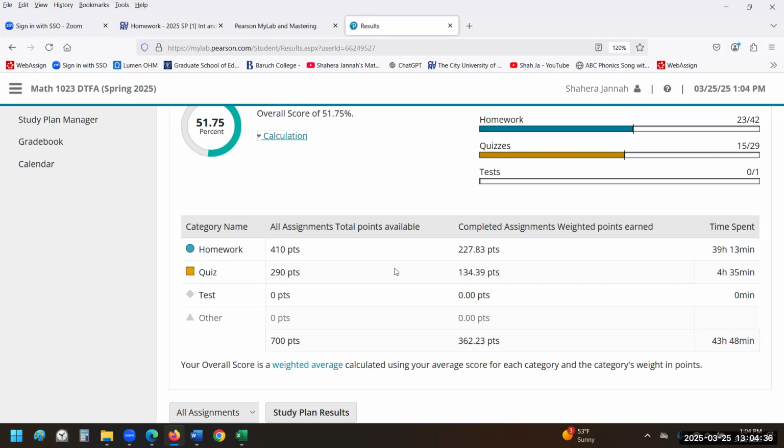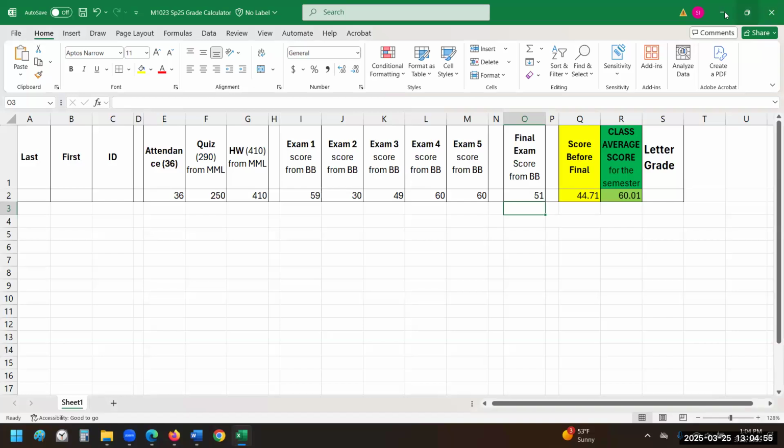Okay, so get the score from here, put them on the Excel file, play with it, and see what you need in exam 3, 4, exam 4, 5, and final in order to have your desired grade. And if you see there is no way you can pass, then you should drop and retake it later.